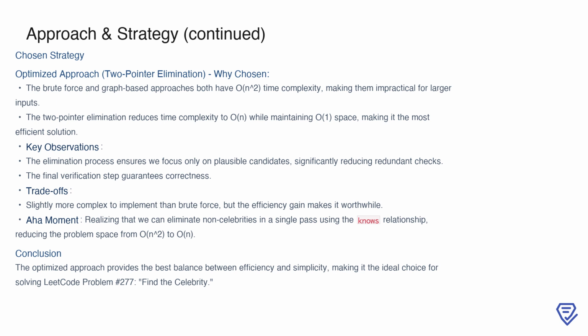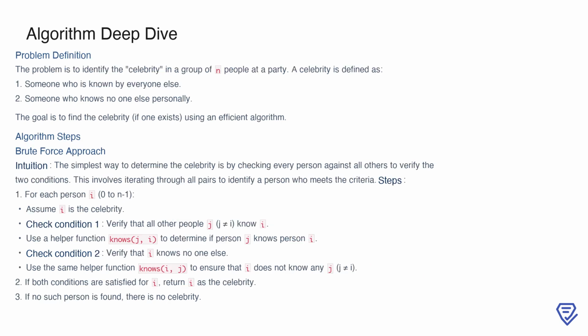find the celebrity problem. The task here is to identify the celebrity at a party with n people. A celebrity is defined as someone who is known by everyone else, but who personally knows no one. To solve this, we need an efficient algorithm.